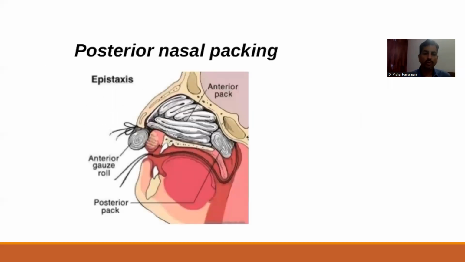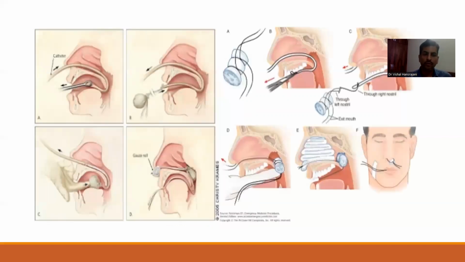So this is the kind of nasal packing. Along with the anterior nasal packing, we keep a roller pack behind the nose. We pull one thread from the mouth and another from the anterior nasal cavity. So this is the method of how we do the posterior nasal packing.